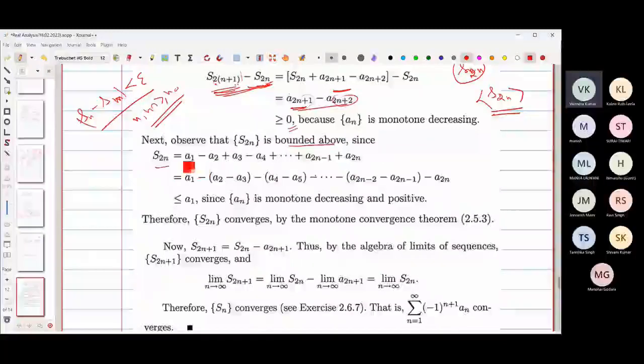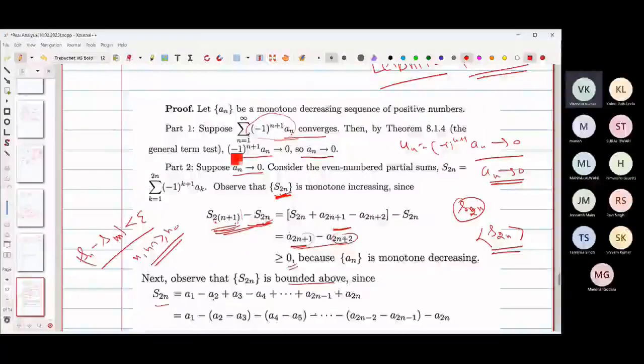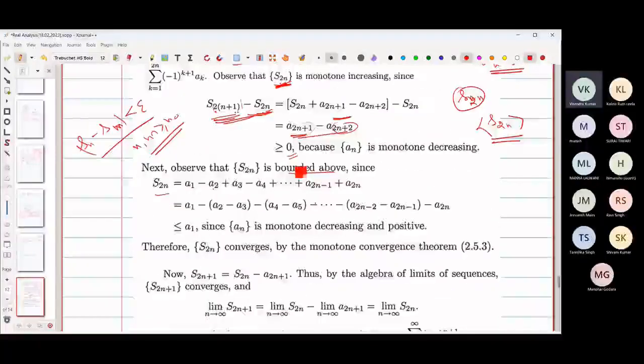So Sn, they can write as a1 minus a2 plus a3. Sn is the sum of the first 2n terms of this. So they are writing like this. You see here A2 is there, A3 is there. So they are grouping them. So A2 and A3. This is monotonic decreasing.